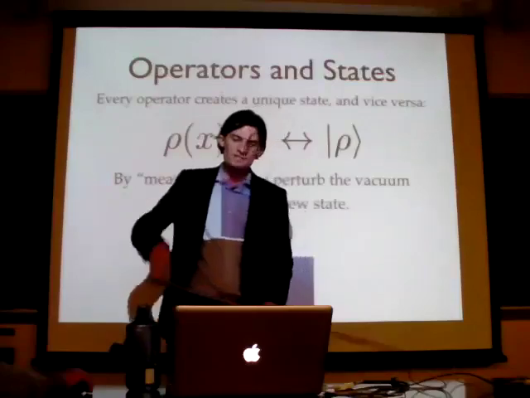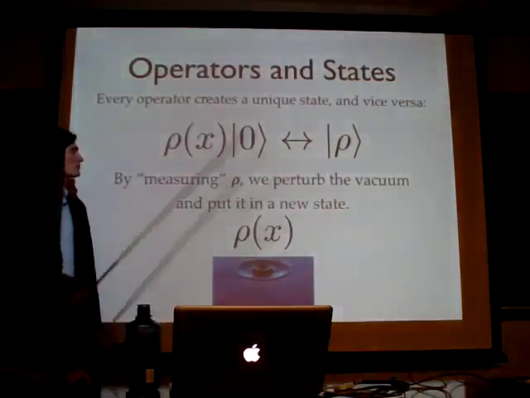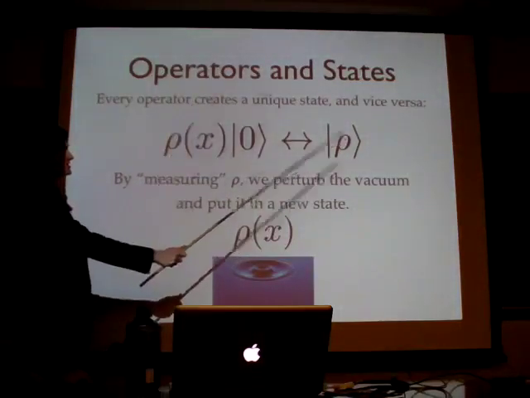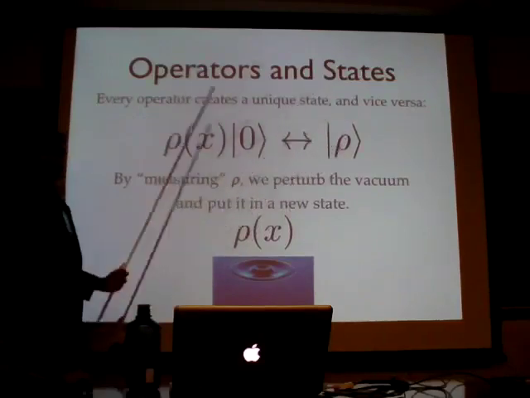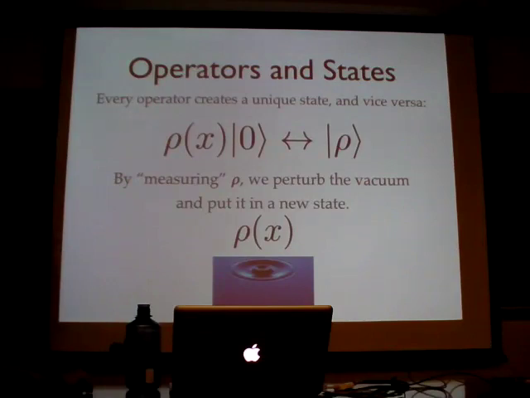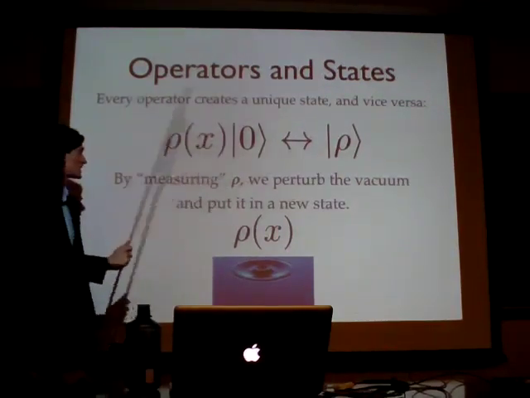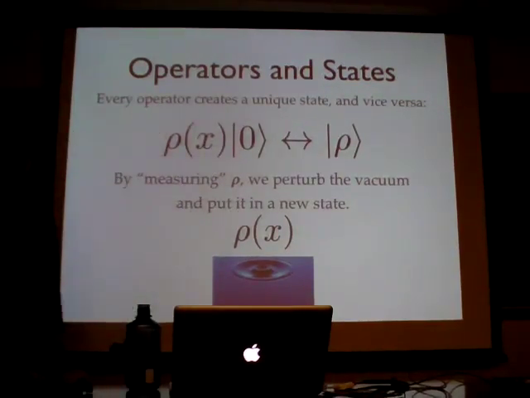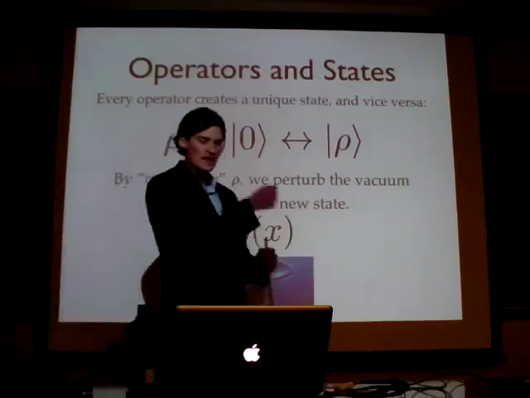All right, so one thing that's useful about conformal field theories is that this mapping from operators to states is one-to-one. So there's a unique state associated with each operator. I'll go back and forth between these two, referring to operators as states and vice versa, using this connection.